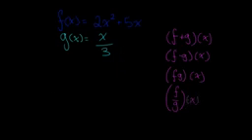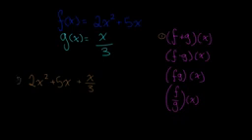Alright, so we'll do the plus first. Really this is just f of x plus g of x. So that's just 2x squared plus 5x plus x over 3. And that's all we're finding. So that's 1. Here's 2. So minus would be 2x squared plus 5x minus x over 3.